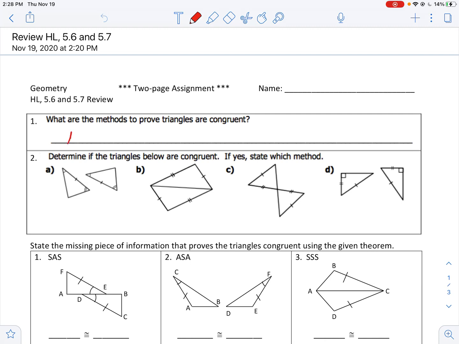We have angle, side, angle. Or you know what, maybe I should start with side, side, side. That's what we started with when we learned them. So I'll start with side, side, side. Then we learned side, angle, side. And then we learned hypotenuse, leg. And now we've got our 2 angle proofs, angle, side, angle, and angle, angle, side. So those are the 5 methods we know to prove those are congruent.